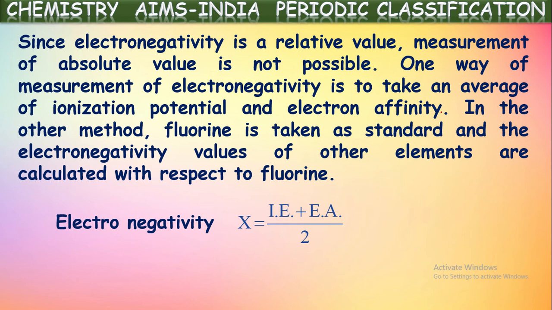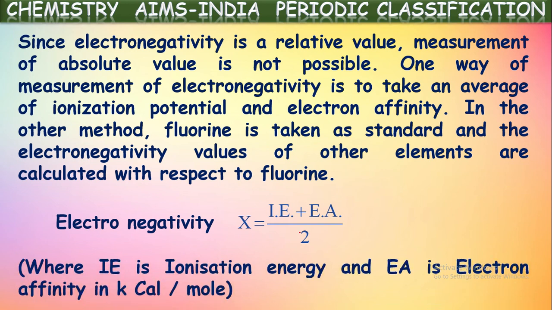Of course, there might be some other ways also. In another method, fluorine is taken as the standard and the electronegativity values of other elements are calculated with respect to fluorine. That's another method, but the simple method is to calculate it from ionization energy and electron affinity by taking the average of those two. Here IE represents ionization energy or ionization potential, and EA represents electron affinity or electron gain enthalpy, in terms of kilocalories per mole. By this, you can calculate the electronegativity of an element.